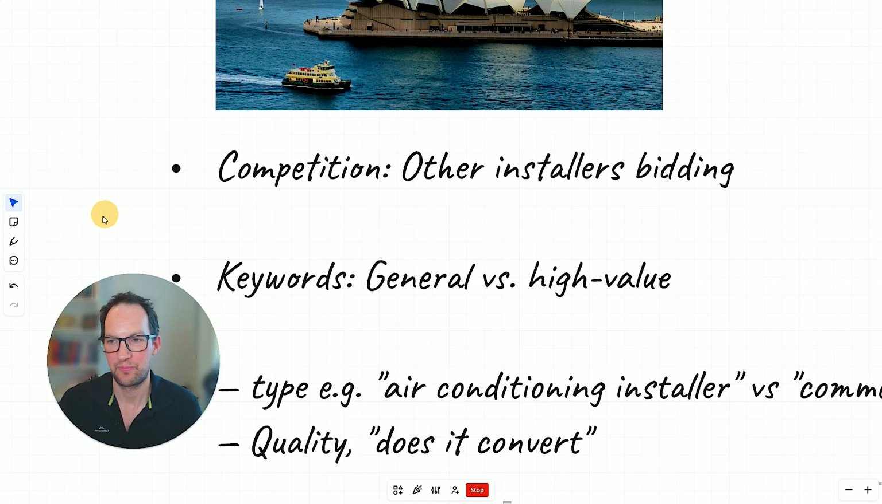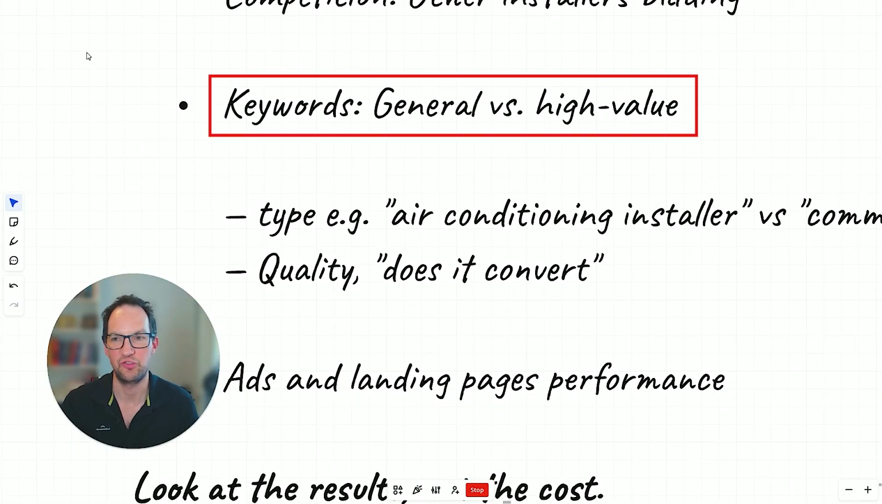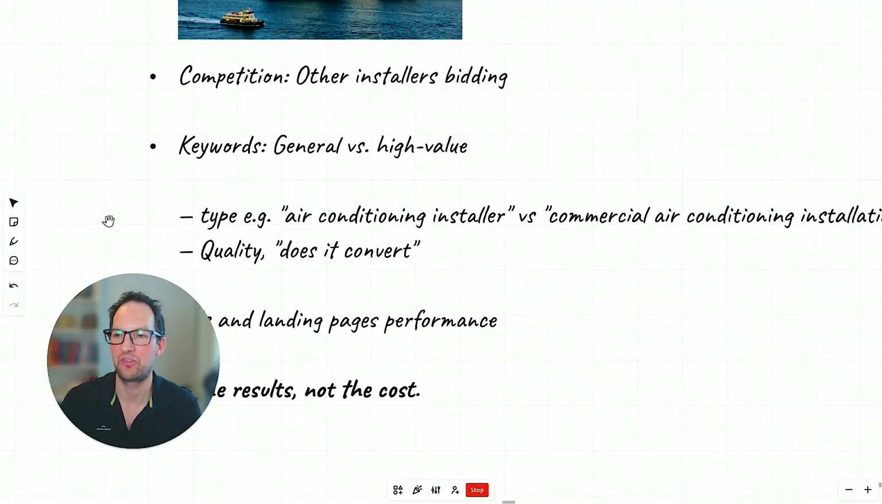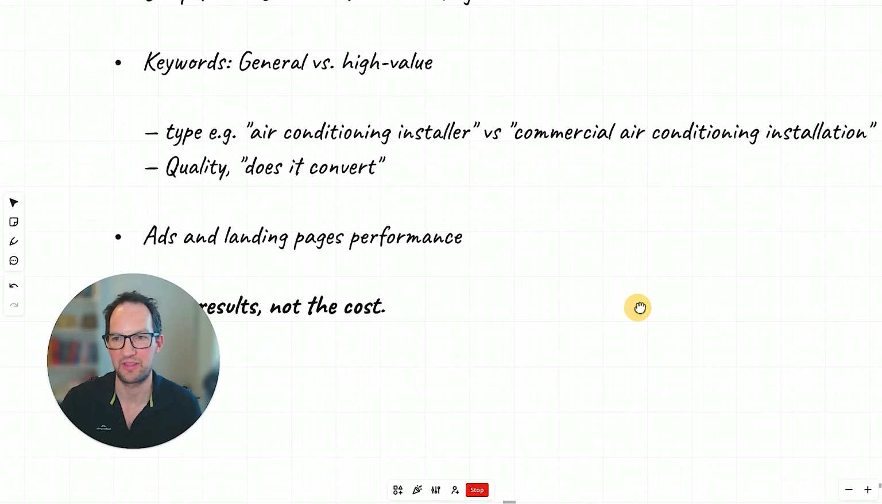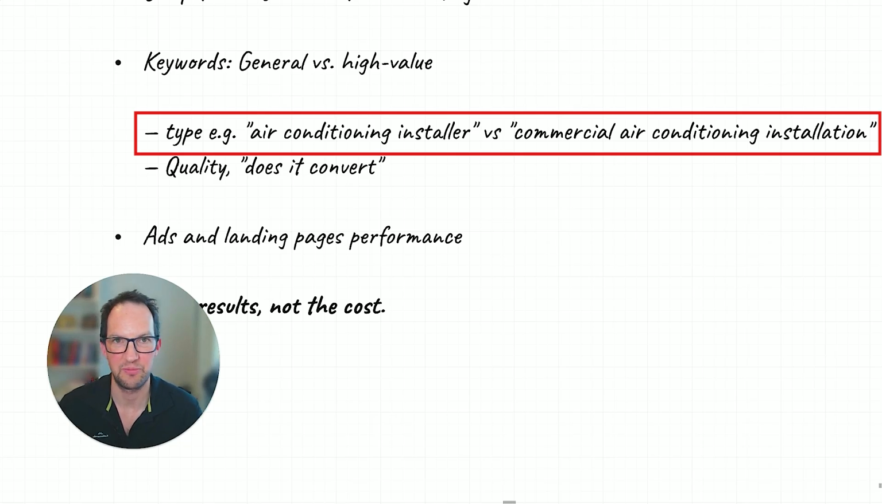Next thing that affects the cost of Google Ads for aircon installers is the type of keywords you choose. Now, if you're bidding on more general keywords versus higher value ones, that's going to affect the cost. So for example, air conditioning installer versus commercial air conditioning installation. The commercial keyword is probably going to cost more, and that's going to be again due to the fact that you're going to get a higher value job if you land that client. So other air conditioning installers are willing to pay more for that keyword.